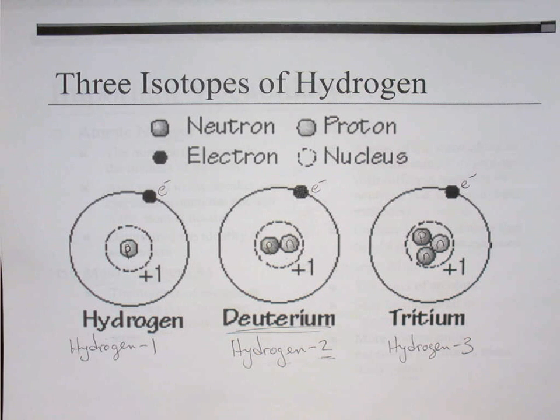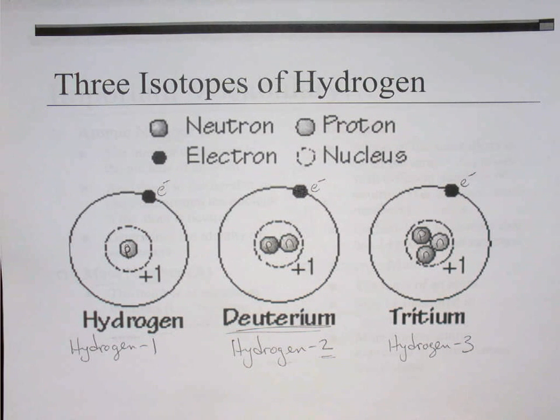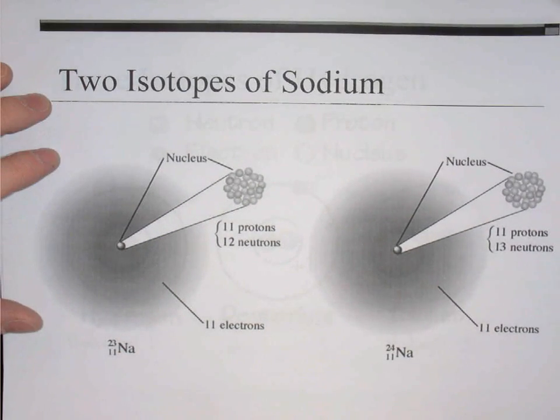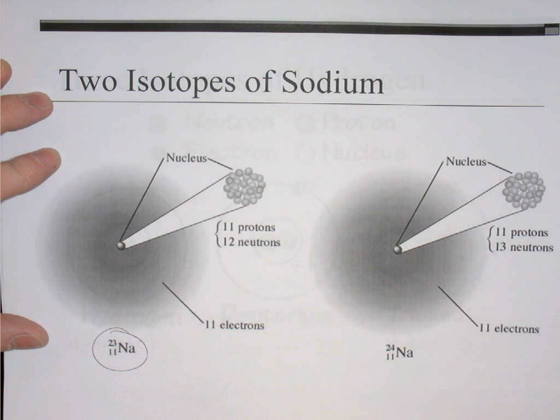So these are all hydrogen because they have 1 proton. They're different isotopes of hydrogen because they have different numbers of neutrons in their nuclei. When you look at a slightly different example now, a different way of representing it, we can represent the isotope using this format. I'm going to write it a bit bigger.